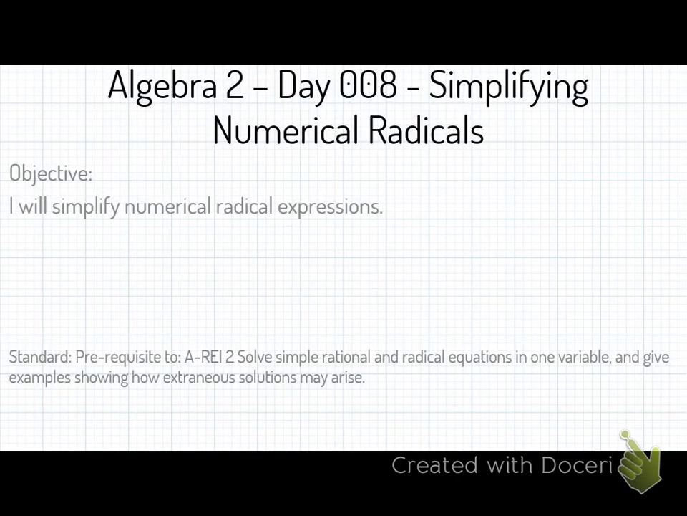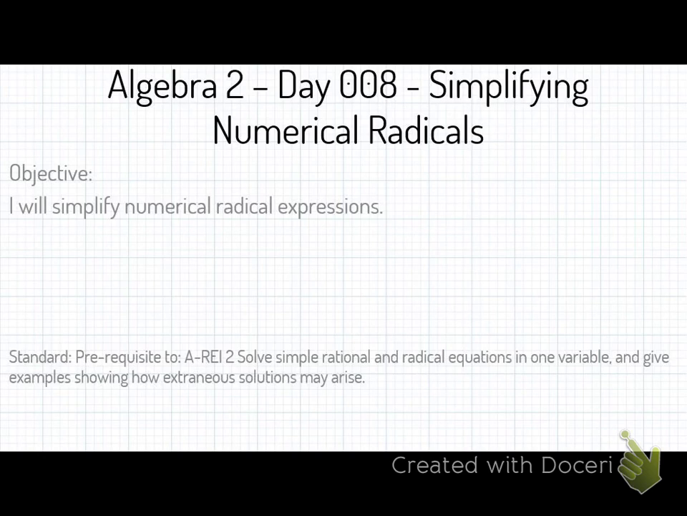Okay, so today's day 8. So we're going to simplify numerical radicals. This is something you were taught at the very least in Algebra 1, if not pre-algebra. This is a basic concept, but a lot of times students still have problems with it. That's why we're going through it, because it's going to get more difficult. This is foundational stuff, not Algebra 2 stuff you should already know. We're going to go through it again to make sure you know.